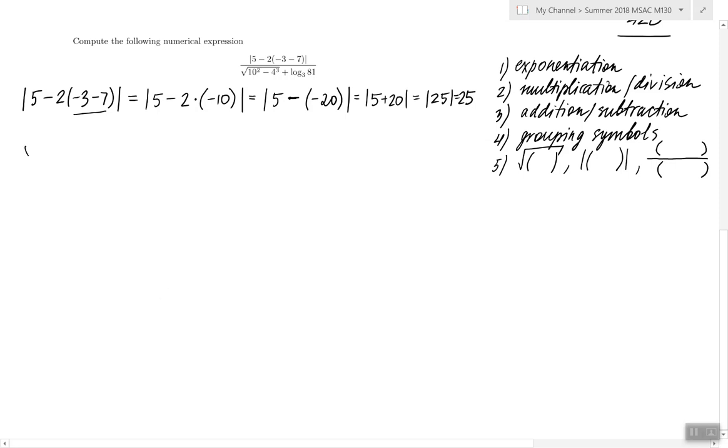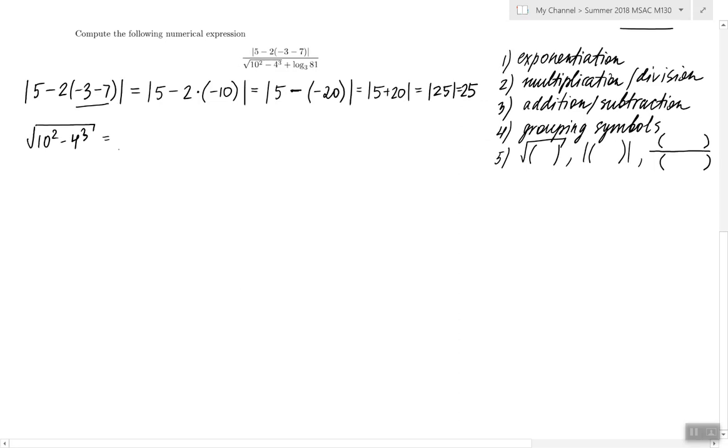Next we can focus on the radical. And what do we see inside of the radical? We have exponents. So exponents have to be done before anything else. So 10 squared is 100, 4 cubed is 64. Again, we treat what's inside of the radical as if there are parentheses around it. So we have to do this first. So 100 minus 64 is 36. So the square root of 36 is 6.